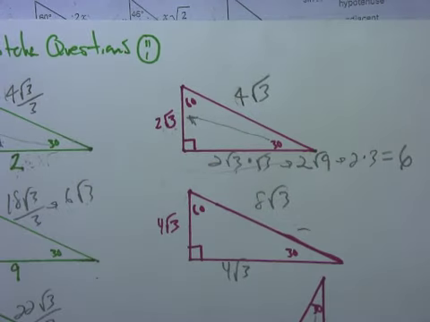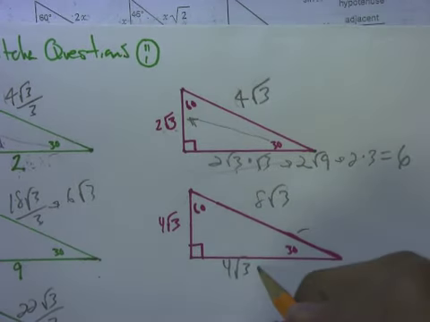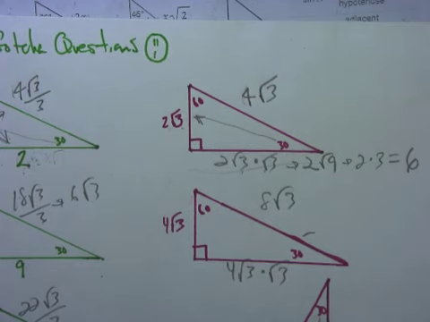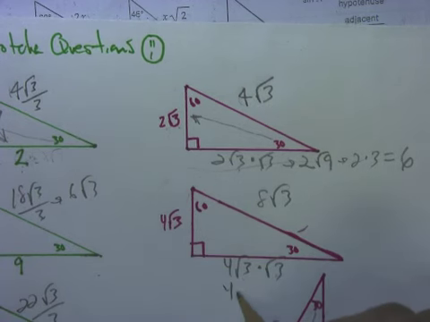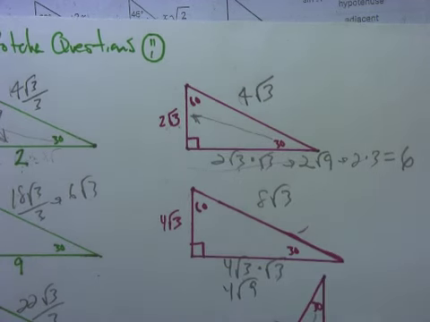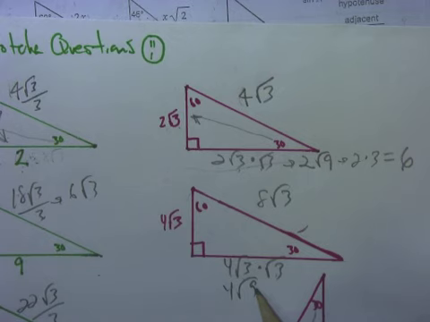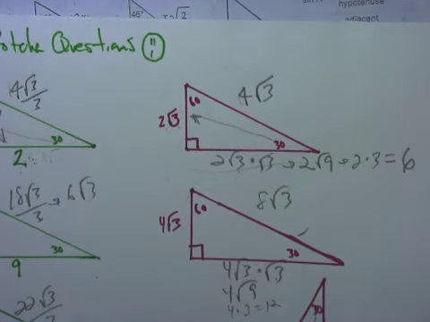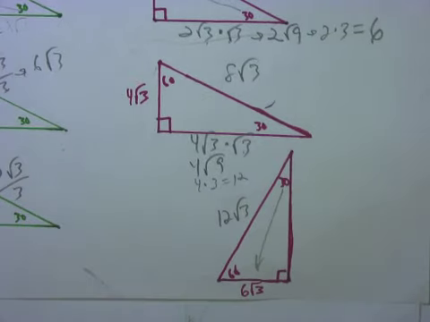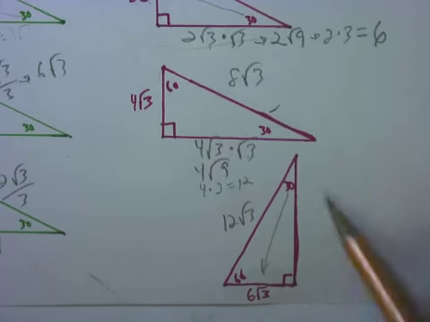Let's take a look over here. Again, the little leg is the boss. Little leg tells the long leg, hey, you're the same as me, except you get multiplied by the square root of 3. So now I just simplify. The square root of 3 times the square root of 3 is the square root of 9. I know that the square root of 9 is a perfect square, so really I'm going to have 4 times 3, and 4 times 3 is equal to 12. So the long leg here is 12.